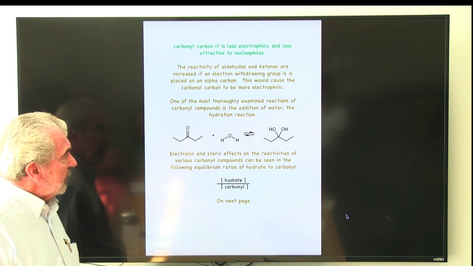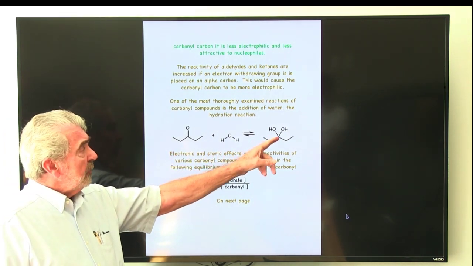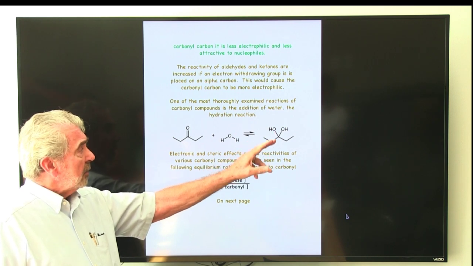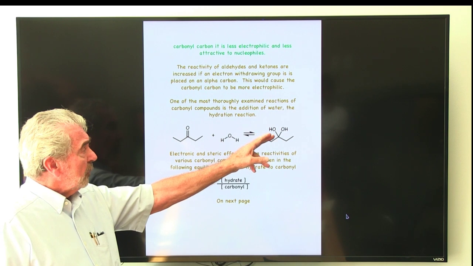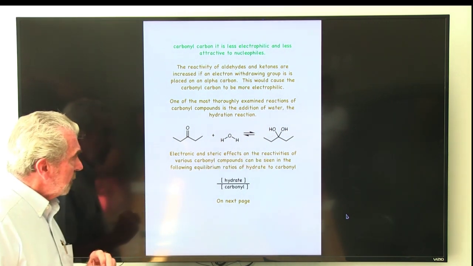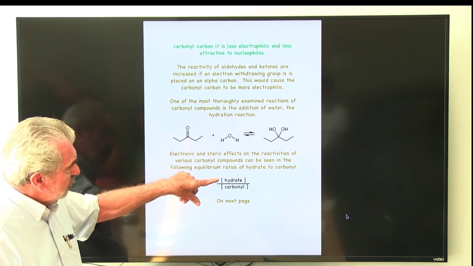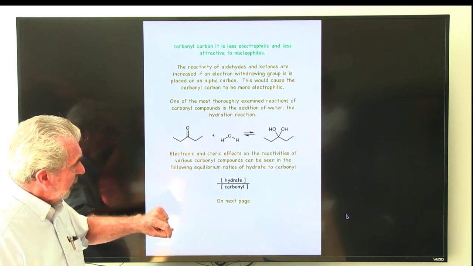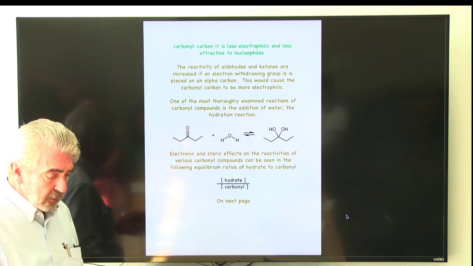The electronic and steric effects can be very well illustrated if we compare the equilibria of the formation of various hydrates. So what we're going to be looking at in the next slide is this ratio of hydrate to the carbonyl when this reaction reaches equilibrium. So let's take a look at that.